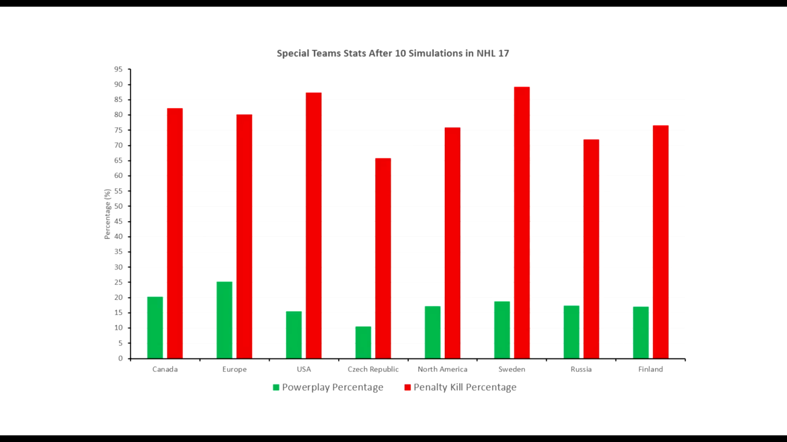Team Canada, again, who won the most tournaments, they did fairly well. You know, 20% power play percentage and about maybe like 82, 83 penalty kill percentage right there. So there we go. So those are our graphs.